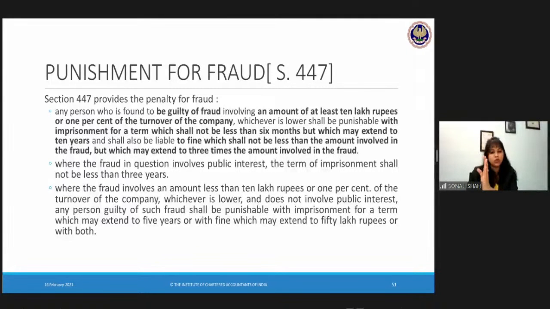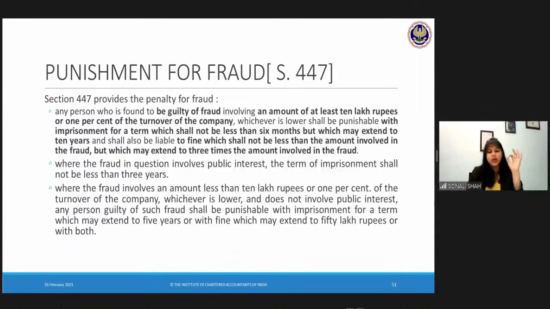Imprisonment will be 6 months to 10 years. Penalty will be not less than the amount involved or 3 times the amount. Second situation is the fraud that we are talking about is having an amount of at least 10 lakh rupees or 1% of the turnover of the company, but it also involves public interest. So where the fraud involves public interest, the term of imprisonment minimum will be 3 years. Where there is no public interest, the minimum imprisonment is 6 months. But where there is public interest, the minimum imprisonment is 3 years.